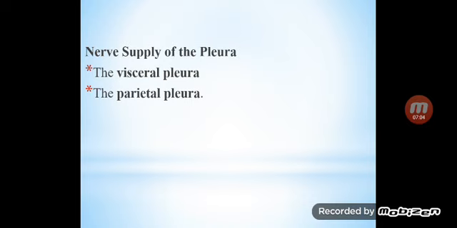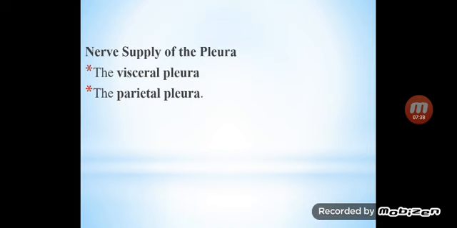But the parietal pleura is sensitive to pain, temperature, touch, and pressure. The costal part is supplied by intercostal nerves. The mediastinal part and the diaphragmatic part are supplied by the phrenic nerve. The peripheral part of the diaphragmatic pleura is supplied by the lower 6 intercostal nerves. So the visceral pleura has only autonomic fibers, but the parietal pleura is sensitive to pain, temperature, and so on.